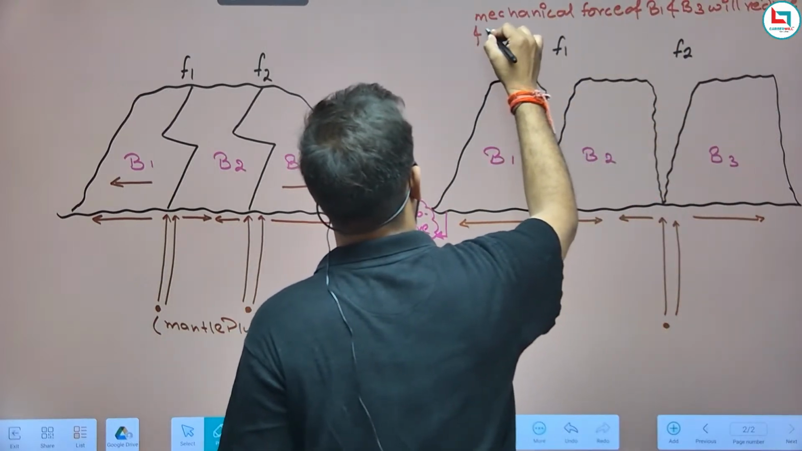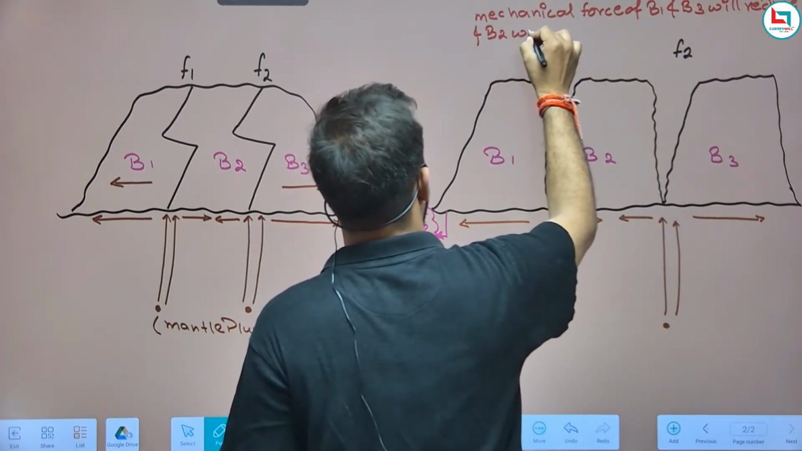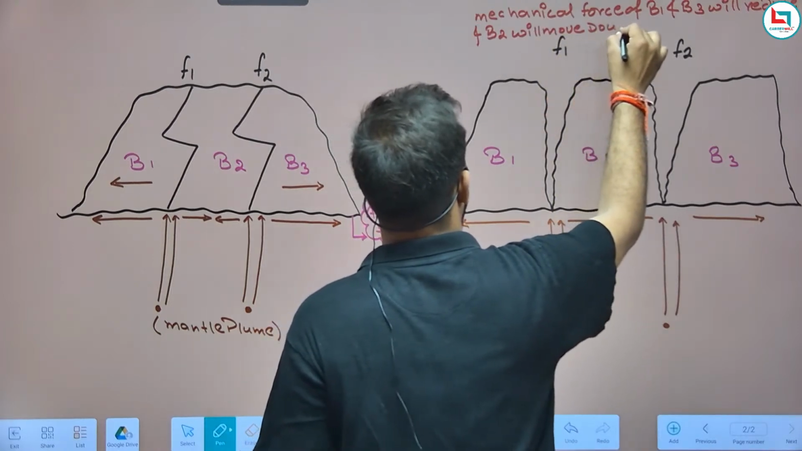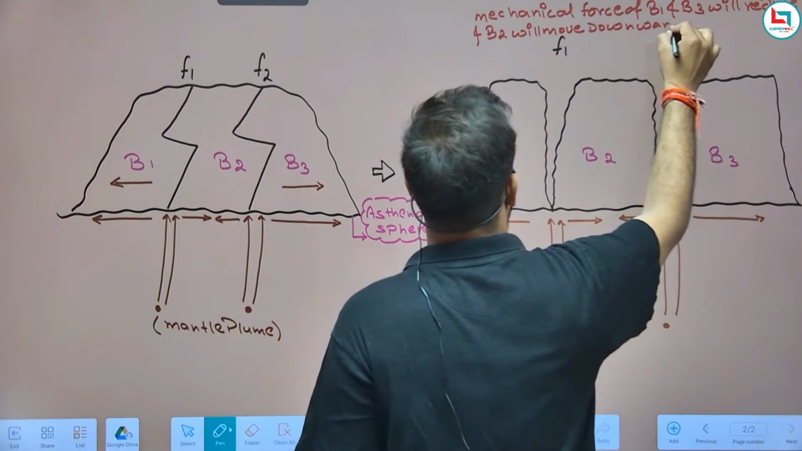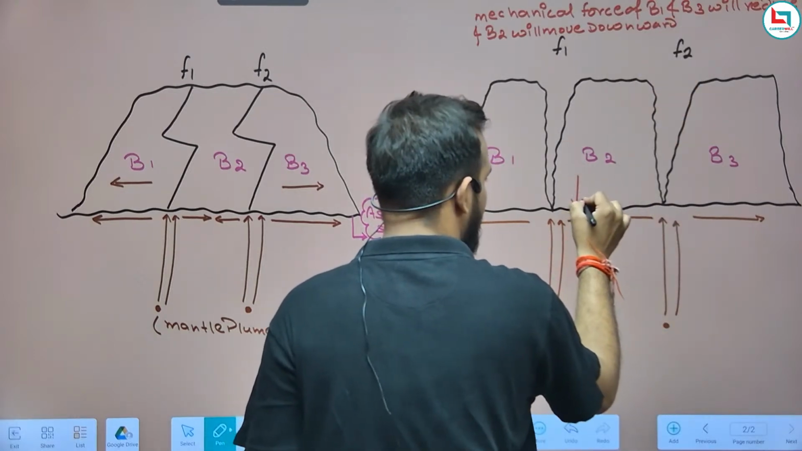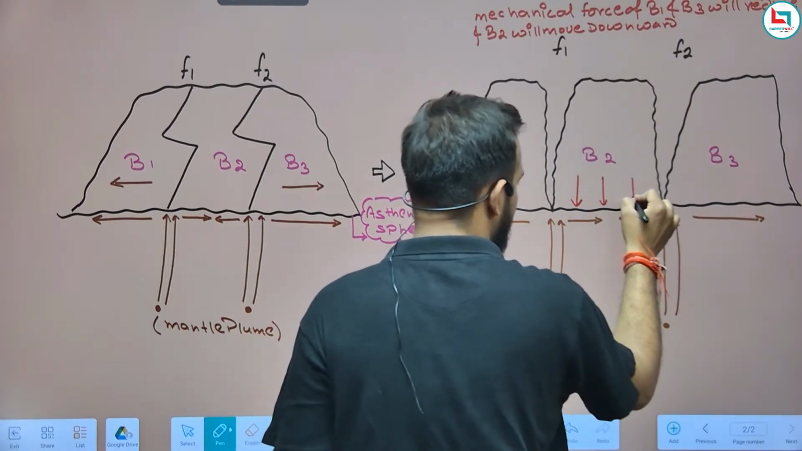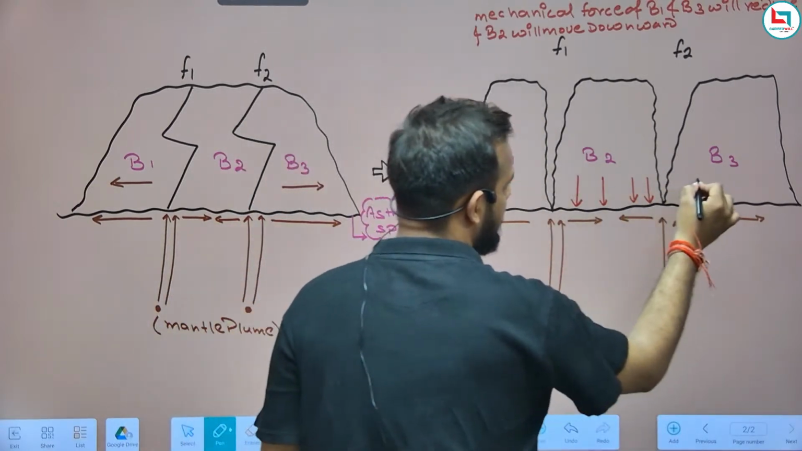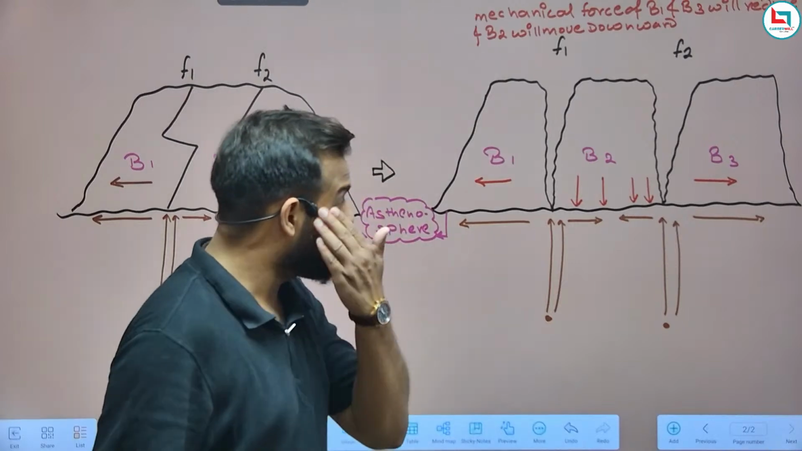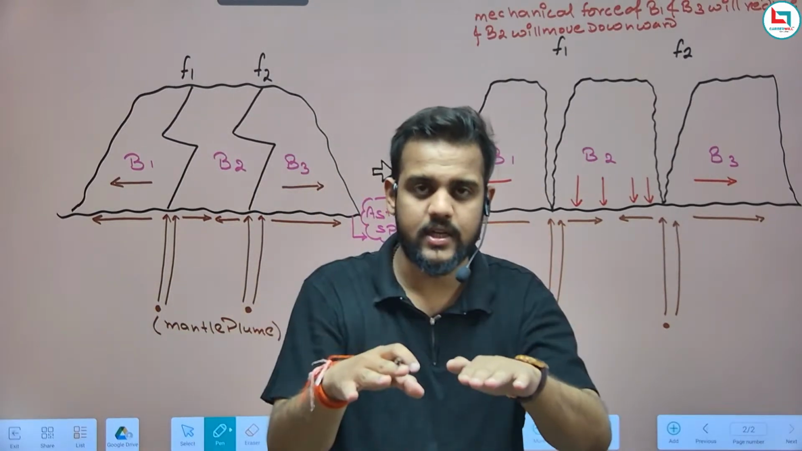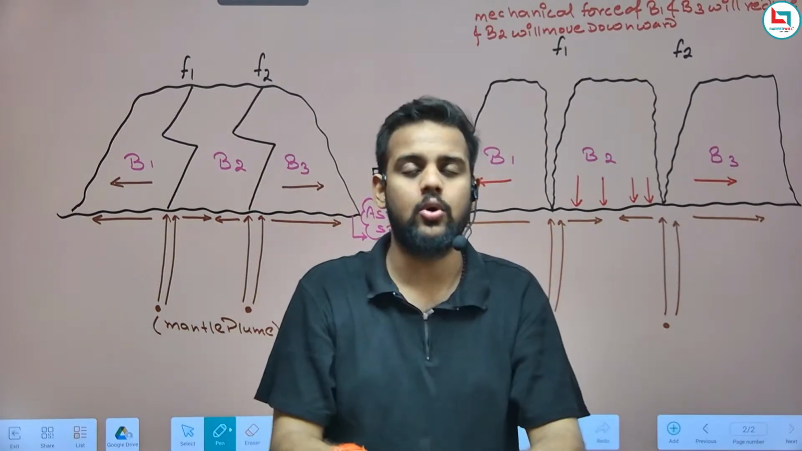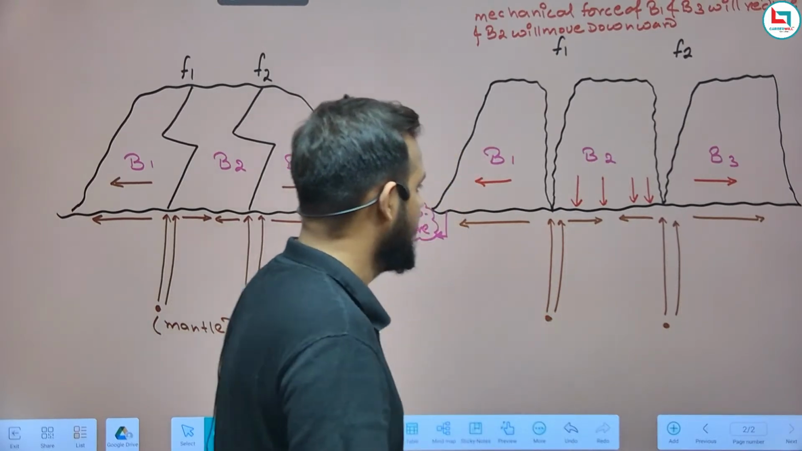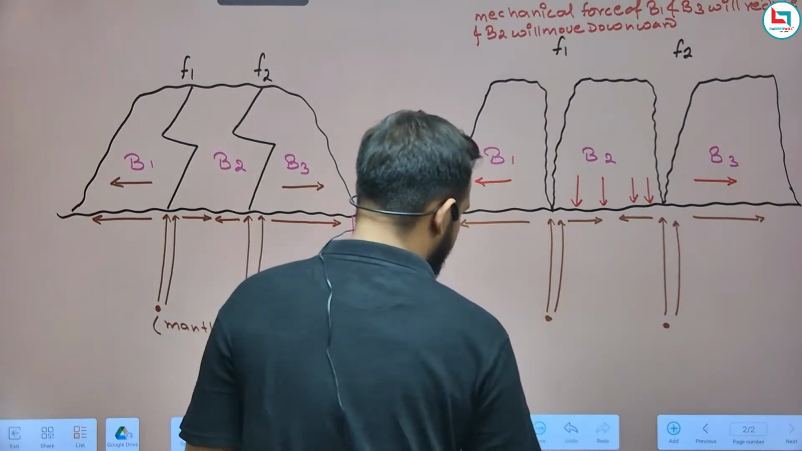and B2 will move downward. So B2 will start moving in the downward direction because it was static. B1 will move this side and B3 will move this side. So when B2 moves in the downward direction, it will go till the depth of the asthenosphere.